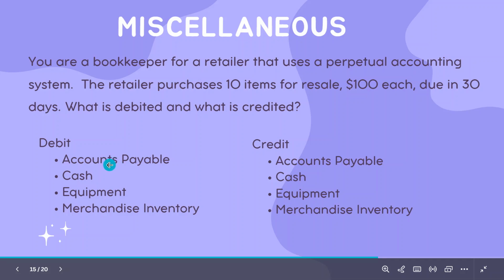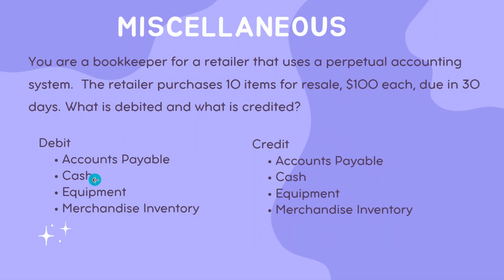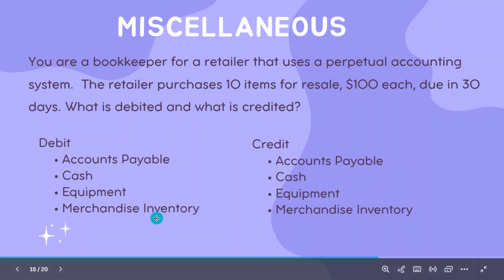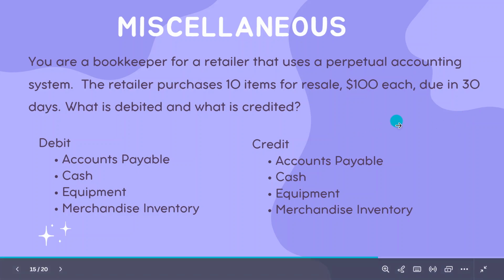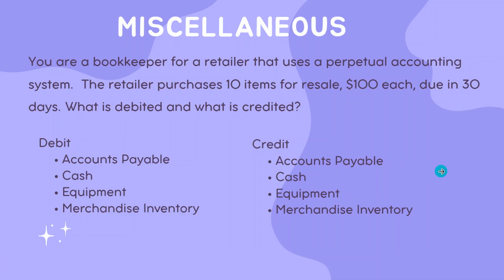You don't owe money. You're not debiting accounts payable. It's not a liability. You're not receiving cash. You're not buying equipment. So merchandise inventory is debited, due in 30 days. So what's credited? Accounts payable. Debit merchandise inventory, credit accounts payable. You are going to have several transactions on your test that you need to analyze, and record your debit and credit part.